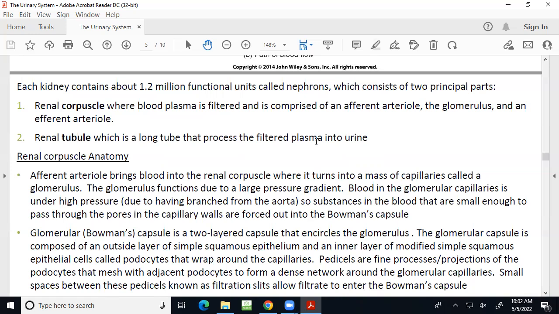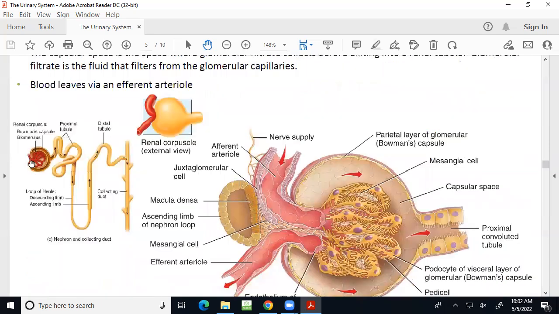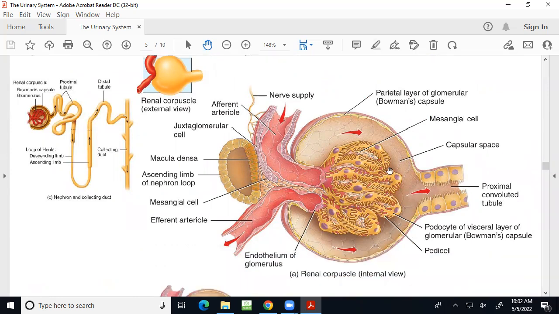It's comprised of that afferent arteriole, the glomerulus, and the efferent arteriole, which are the blood vessels that we were just talking about on the previous page. Essentially, what we have is, for the corpuscle, this portion of the nephron, which they've done a fairly simplistic illustration of a nephron here. And here we are basically just zooming in and looking at those parts much more in detail.